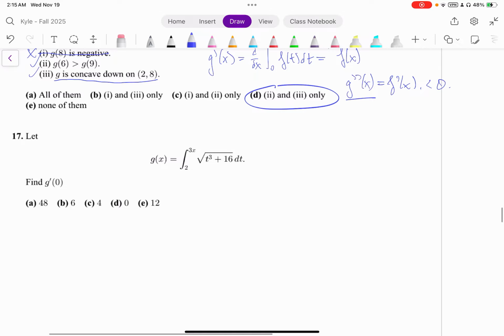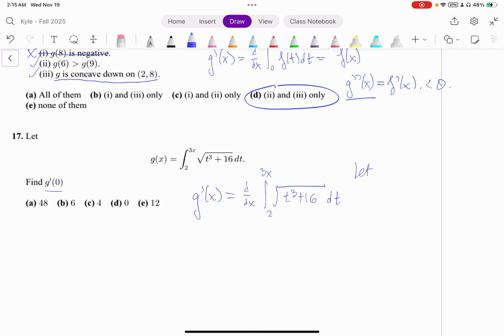We'll let g be given here. Let's find g prime at 0. So in order to find g prime at a point, let's first find g prime. So g prime is equal to the derivative of the integral from 2 to 3x of root of t cubed plus 16 dt.